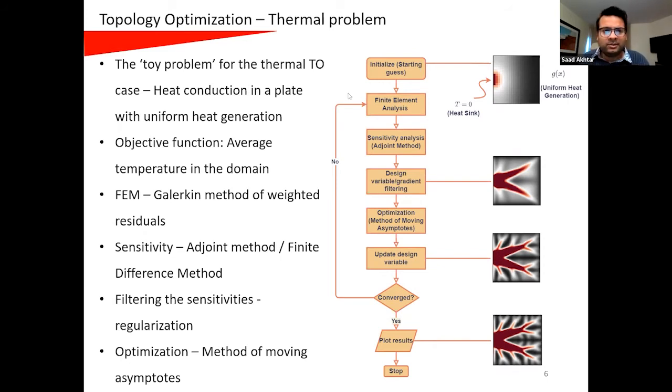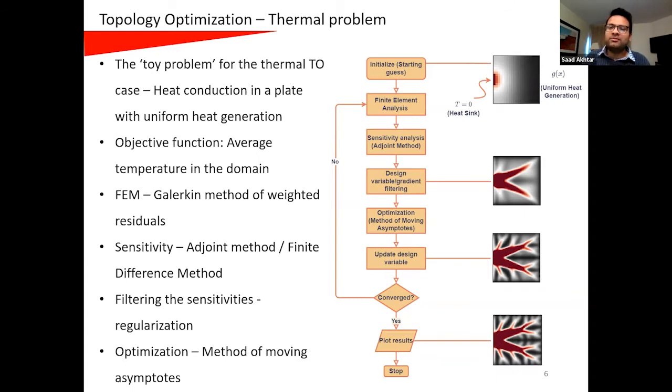So this basically shows the flow chart. Here in this code, I used the Galerkin method of weighted residuals for solving the finite element problem. And then for sensitivity analysis, we implemented both the adjoint method and the finite difference method, just to see the advantage of the adjoint method over the finite difference method for sensitivity analysis.